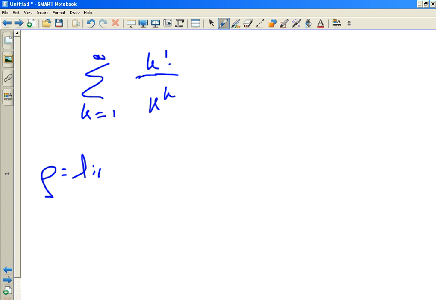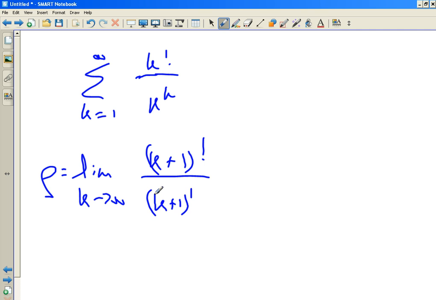Let rho equal the limit as k goes crazy of, all right, now it's u sub k plus 1. What would I write for u sub k plus 1? Or it's u sub k plus 1 over u sub k. This is u sub k. (k plus 1) factorial over (k plus 1) to the k plus 1. Now that's u sub k plus 1. I want to divide by u sub k.